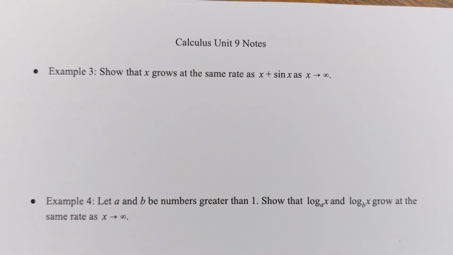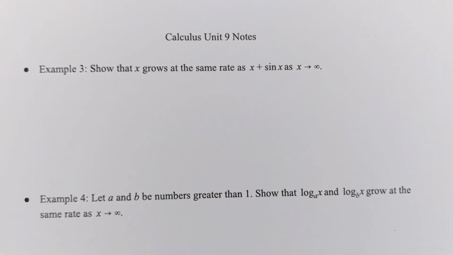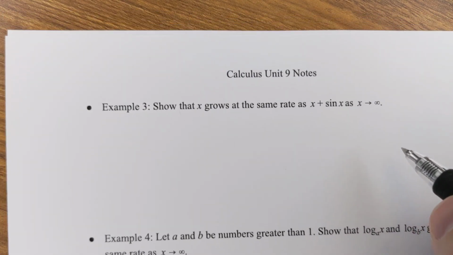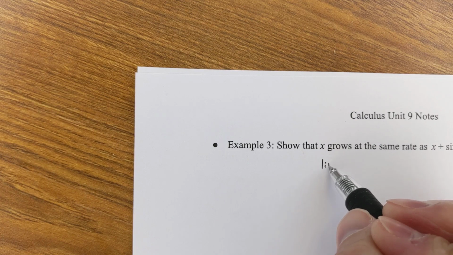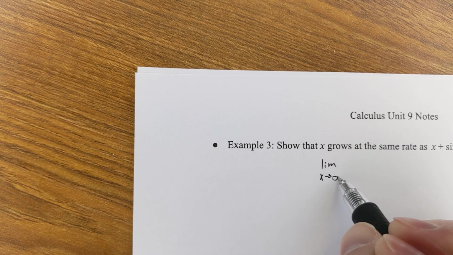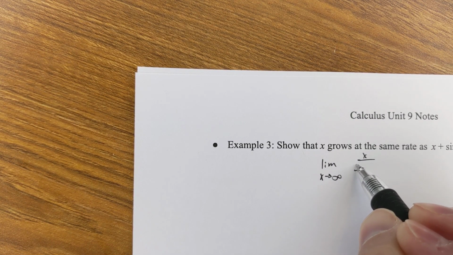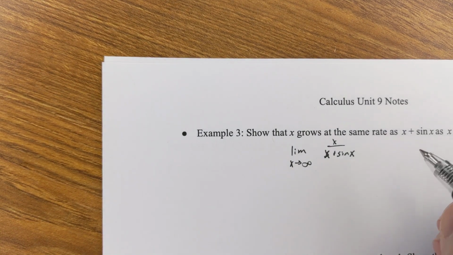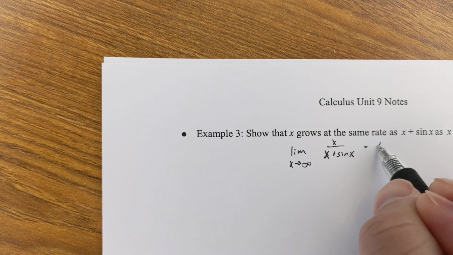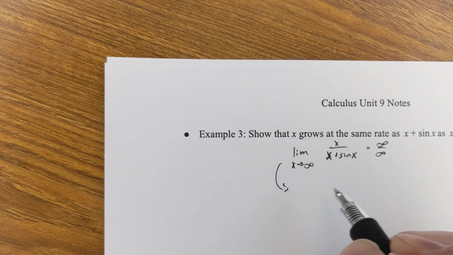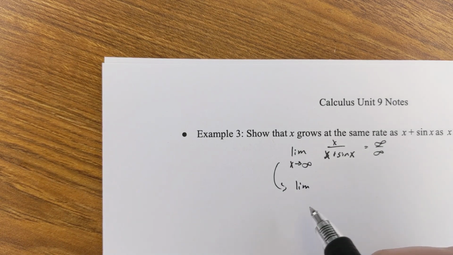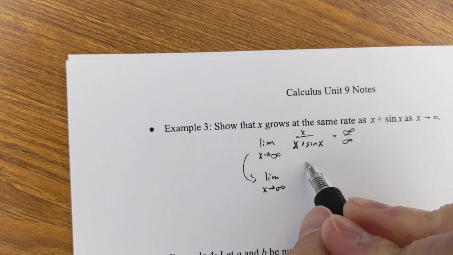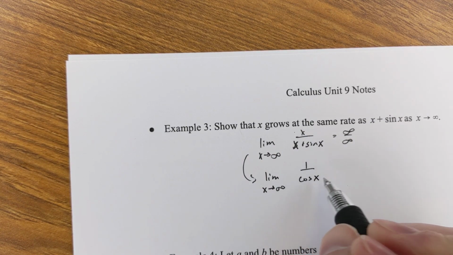All right, example 3. Show that x grows at the same rate as x plus sine x. So to grow at the same rate, that means that when we do this, we have to get a non-zero number. So if we try this right now, we'll get infinity over infinity. So we have to L'Hopital it. So limit as x approaches infinity. The derivative of the top is 1, the derivative of the bottom is cosine x.